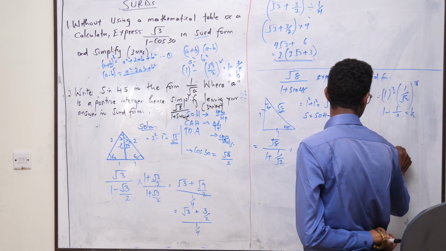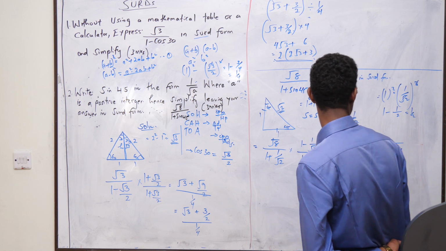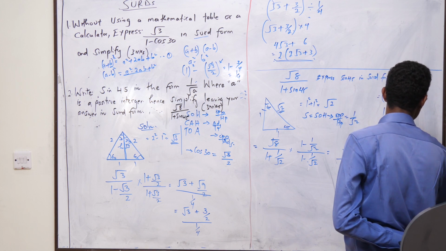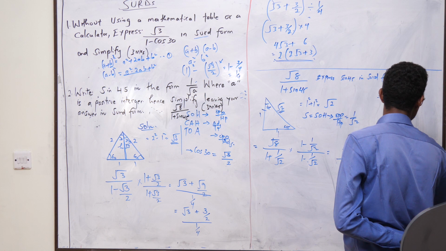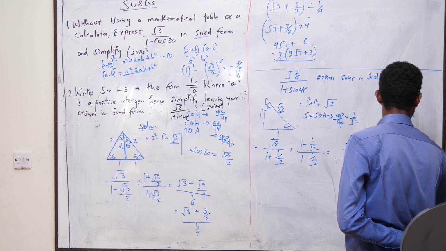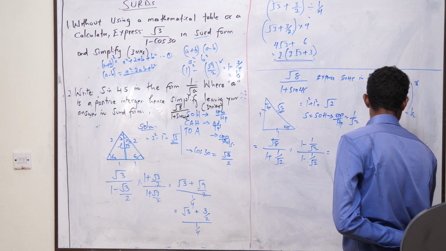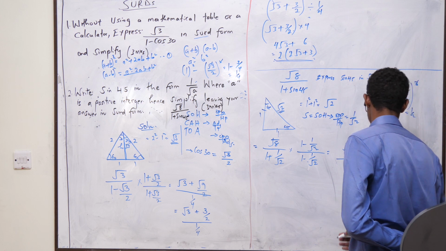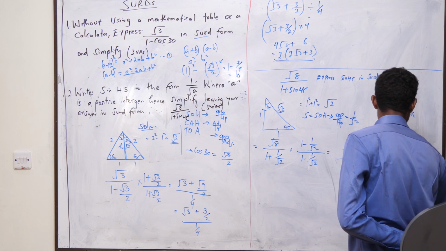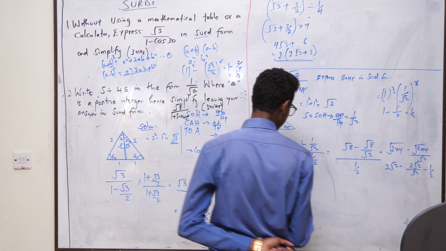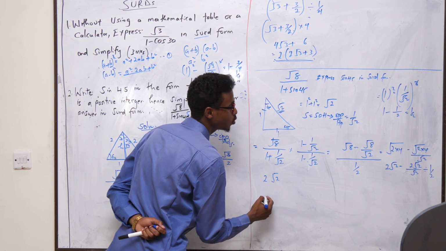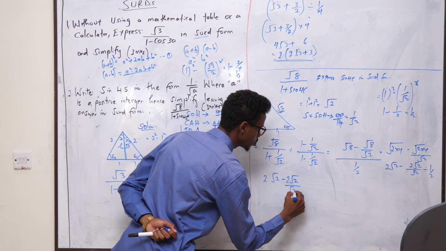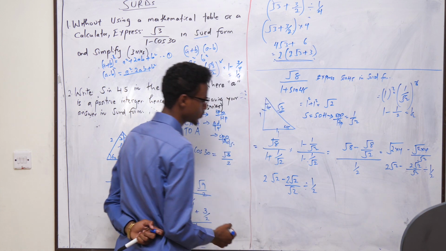It will be square root of 2 times 4 minus square root 2 times 4 over root 2. Now this one will be 2 root 2 minus 2 root 2 over root 2, now divided by a half. Now bring it here: 2 root 2 minus 2 root 2 over root 2, divided by a half. Now what follows next?